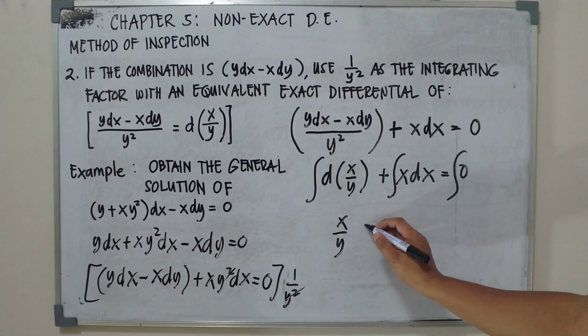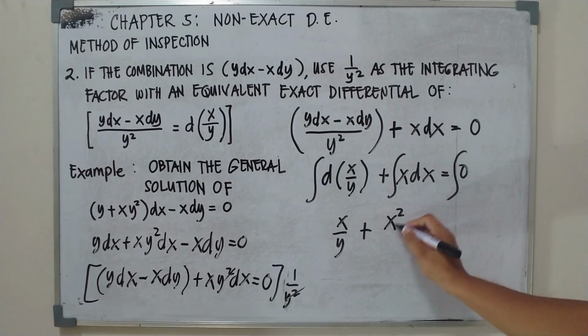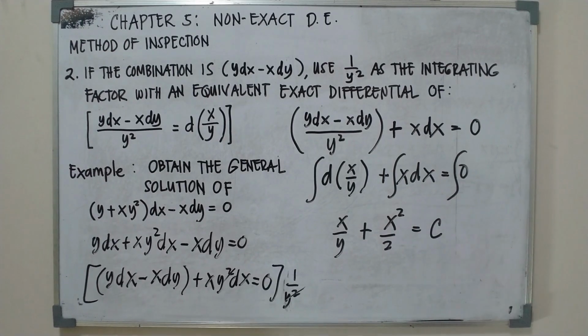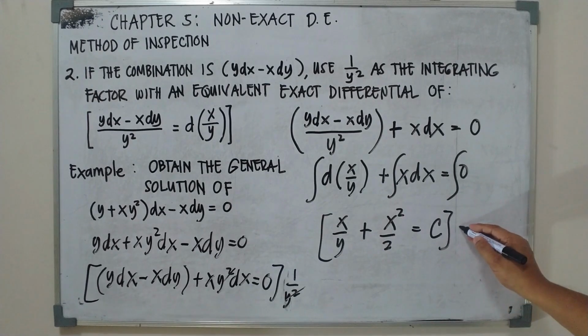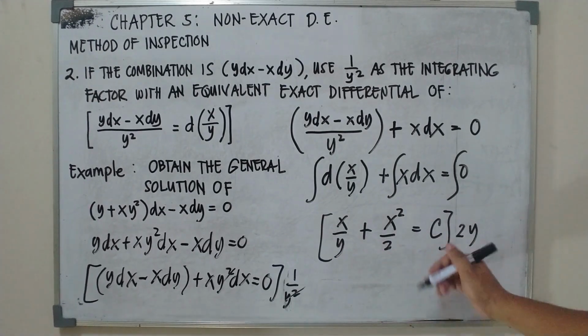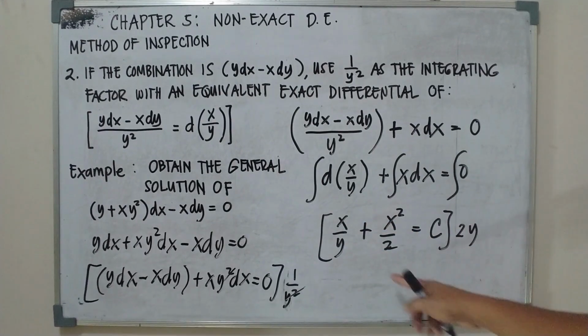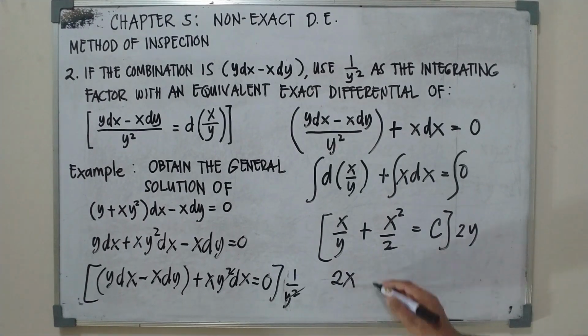Okay? So, power formula tayo. So, we have x squared over 2, and this is equals to c. Then, simplify again. Ang LCD naman natin dito is 2y. Okay? Meron kang 2, meron kang y. So, 2y ang LCD. 2y multiplied by x over y, makakancel out mo yung y dito. So, magkakaroon ka ng value na 2x.